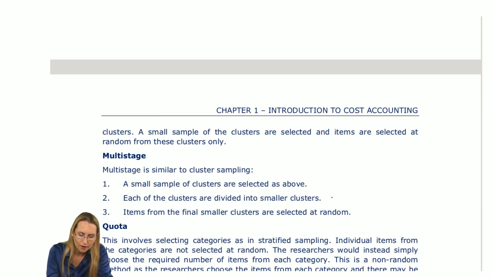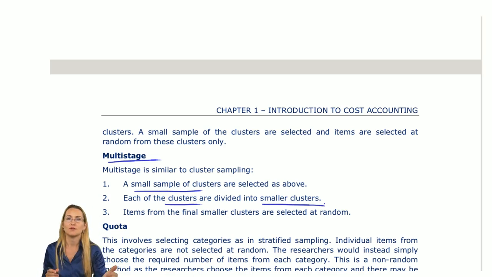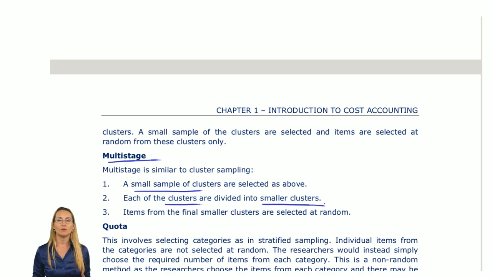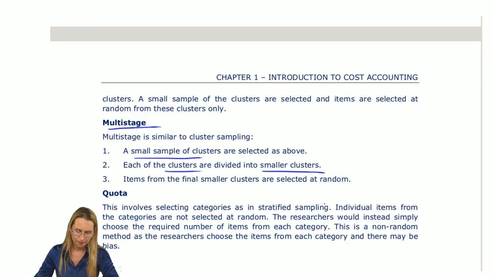And then you have multi-stage. So you select a small sample of clusters, then the clusters are divided into further clusters, and then you select random items from the smaller clusters. I read that Australian elections work on this basis. So you select, let's say, different regions, then within these regions you probably select something equivalent to boroughs, and out of boroughs then you select individuals that you would like to collect information from.